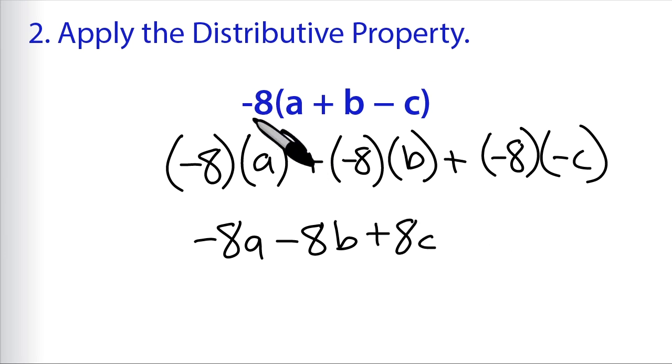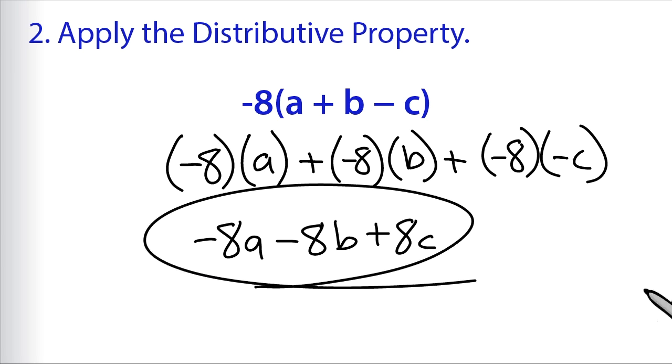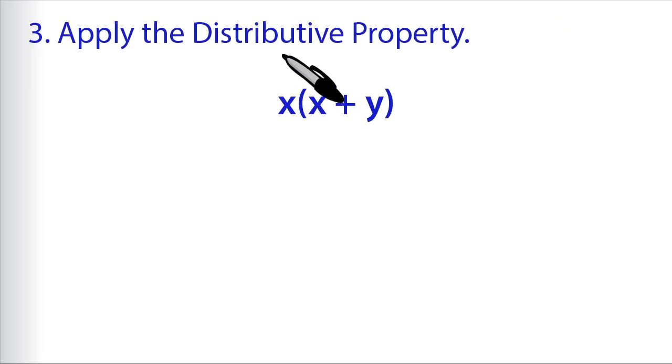So when we distribute negative 8 to the group a plus b minus c, we get negative 8a minus 8b plus 8c. For problem 3, we need to apply the distributive property, and we have x times the group x plus y. And this is just like the other ones, even though it's a variable out front instead of a number. We just multiply this factor by each member of the group.